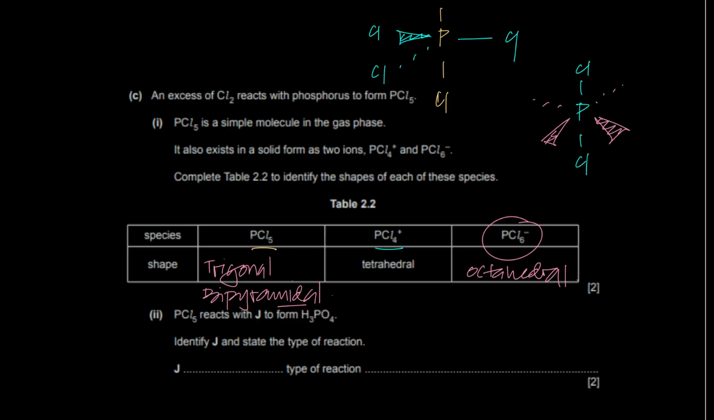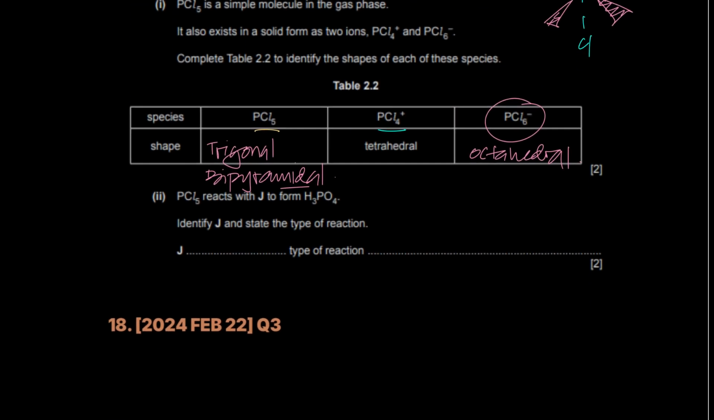Now it's saying PCl5 reacts with J to form H3PO4. Identify J and state the type of reaction. This you'll learn in chapter number 4. What does it react with? It actually reacts with water. It reacts with H2O and then it forms phosphoric acid. And the type of reaction is called hydrolysis.